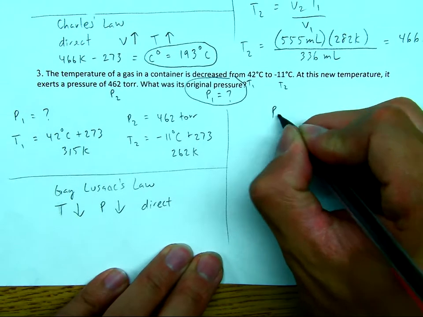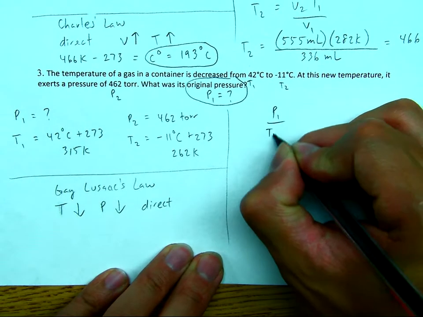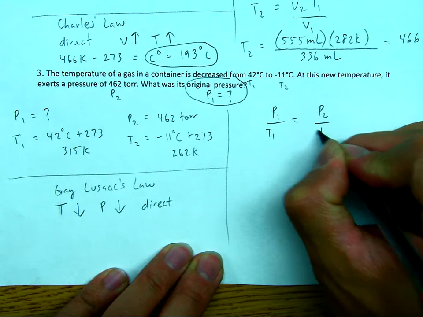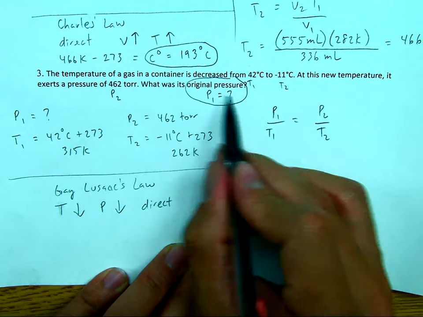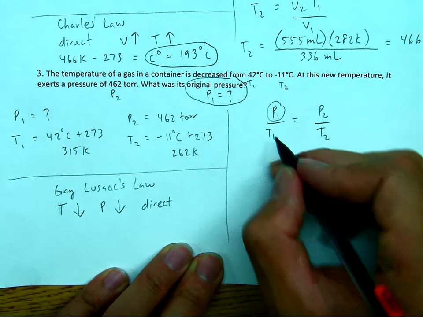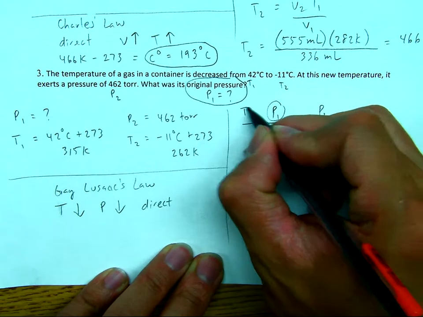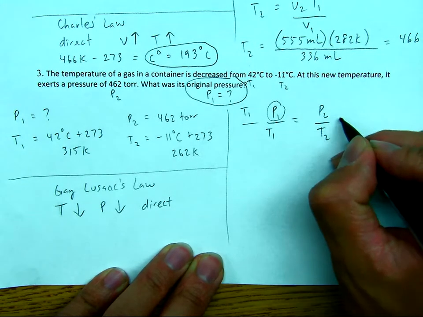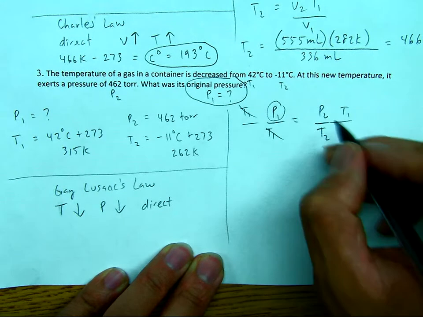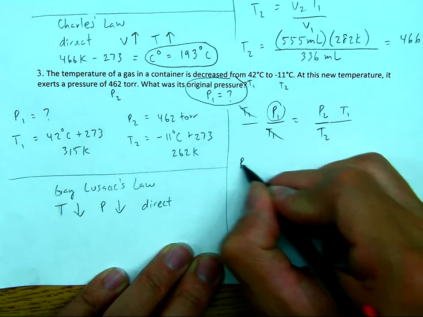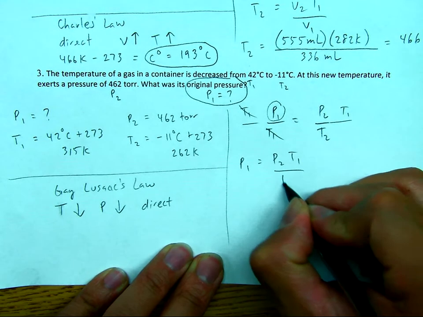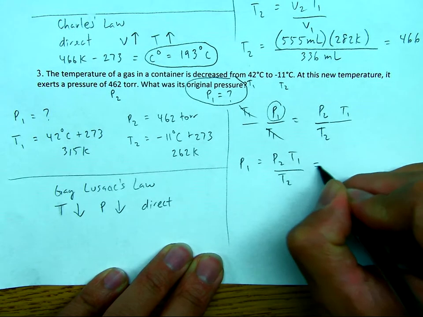P1 over T1 equals P2 over T2. We're trying to isolate for P1. So all that we need to do is to multiply both sides by T1. T1 will cancel, and we're left with this. So P1 equals P2 T1 over T2. All right.